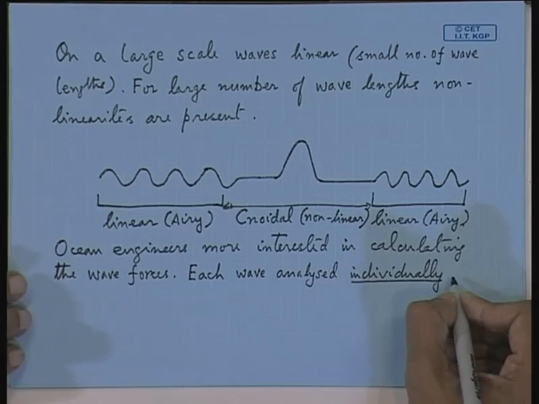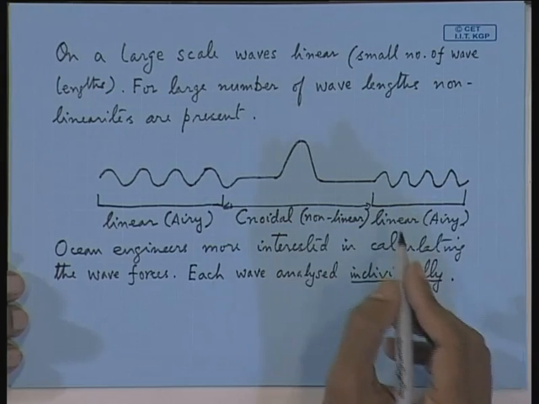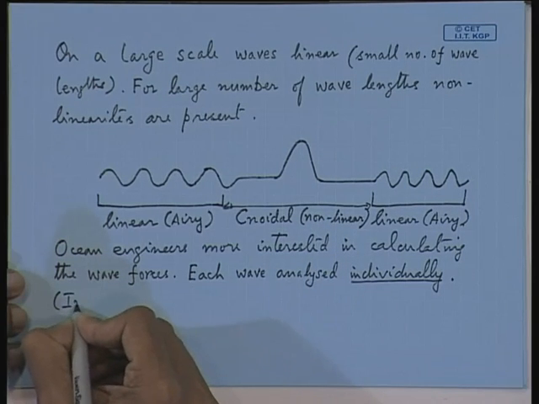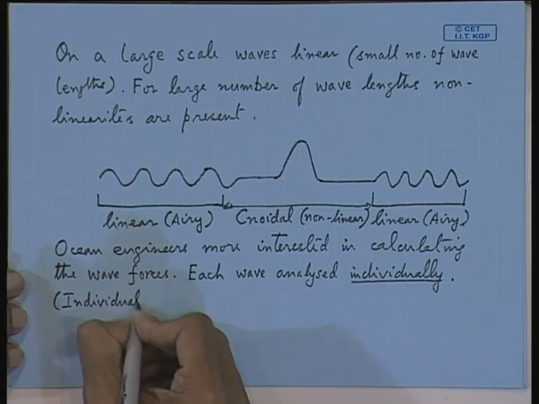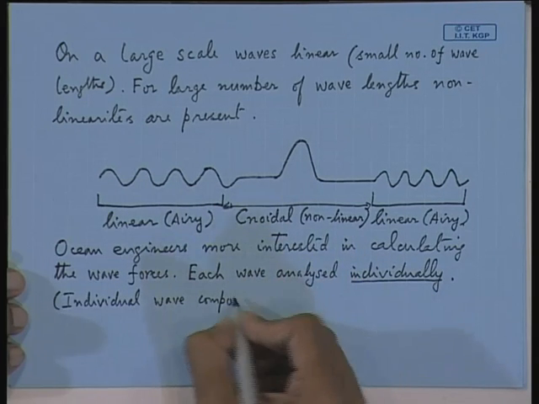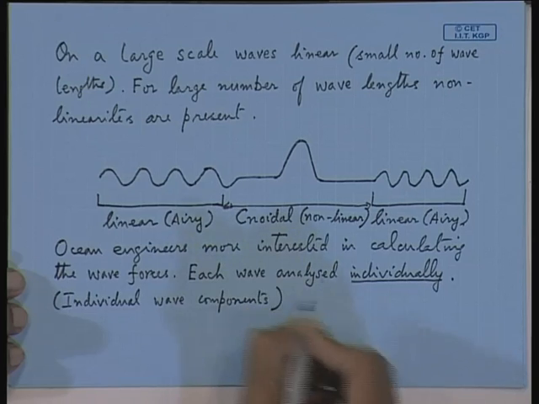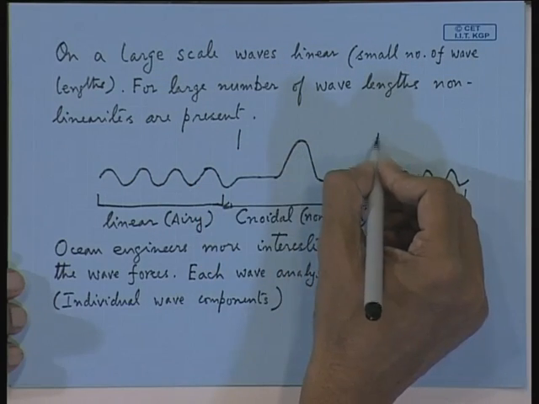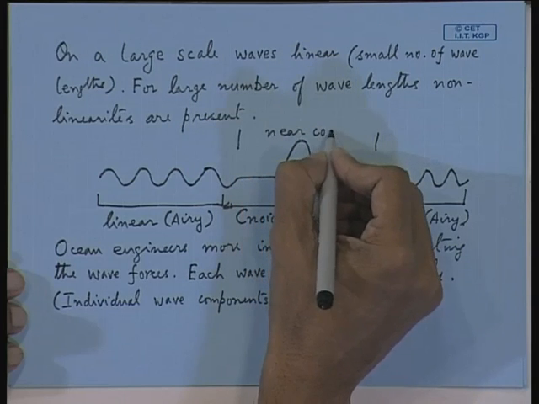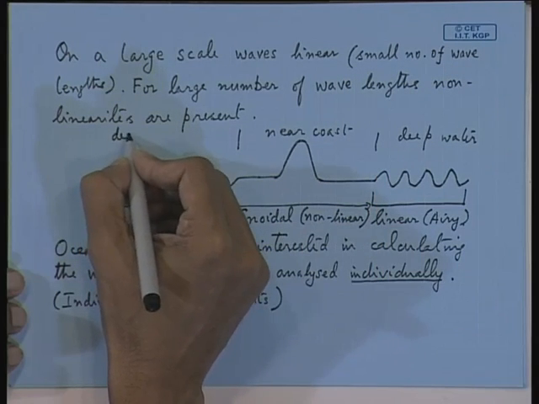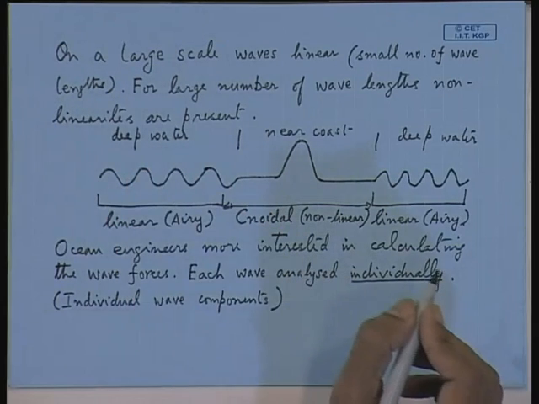Or sometimes averaging is not done. You find out the maximum wave force that you are getting on the structure from the individual waves or individual wave components. This phenomenon, that is the sinusoidal wave, is more predominant near the coast, and the linear you get in deep water. So, in the diagram itself, you can write near coast, and this is deep water. So, this is our major interest.